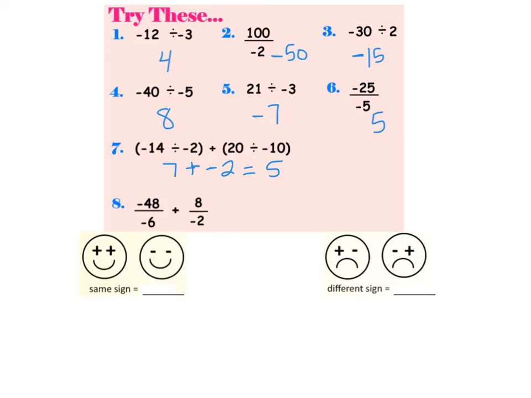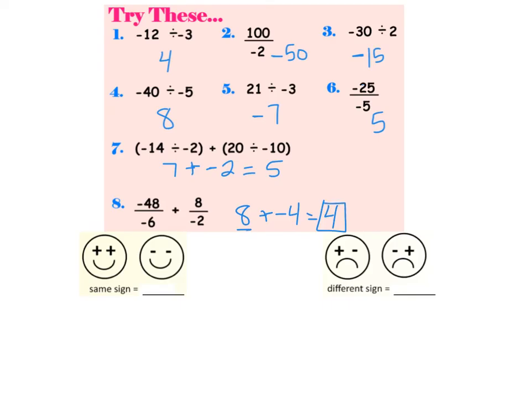And in our last example, you have negative 48 divided by negative 6. So it's the same sign, so our answer will be positive 8. Plus 8 divided by negative 2, different signs, gives us a negative 4. Again, back to our addition rules. When you're adding and the signs are different, you're actually going to subtract. So 8 minus 4 is 4. Take the sign of that bigger number, which is our 8, so it stays positive 4.